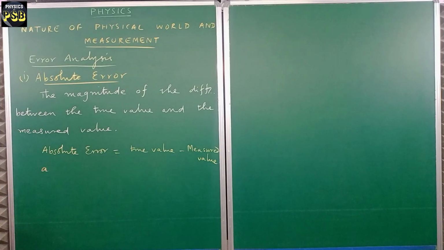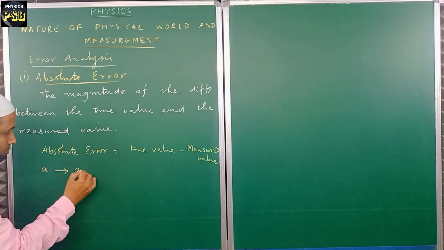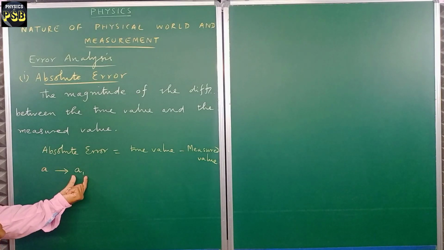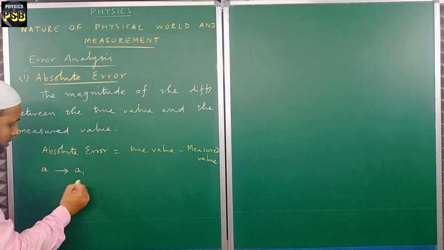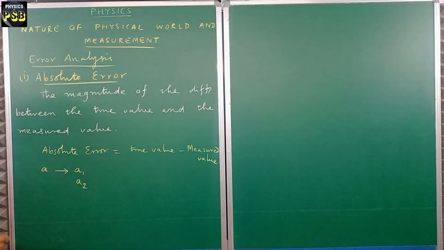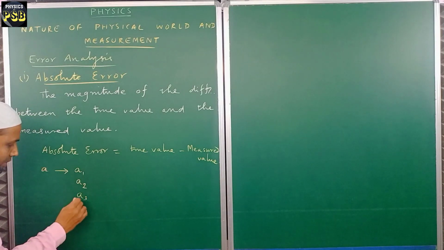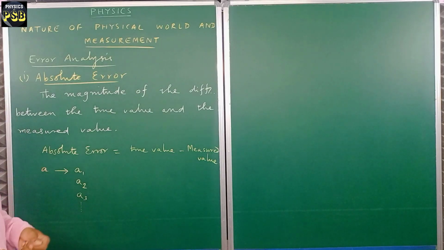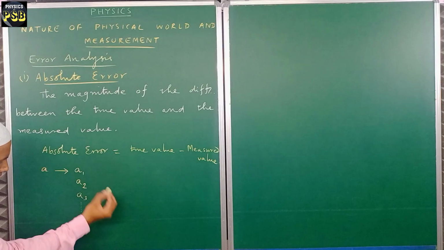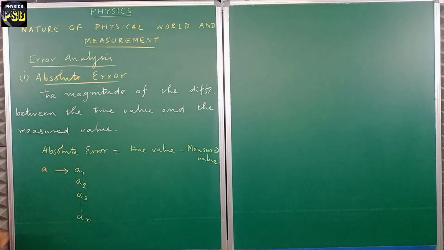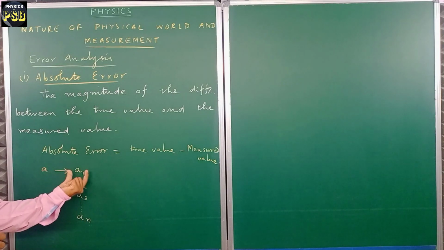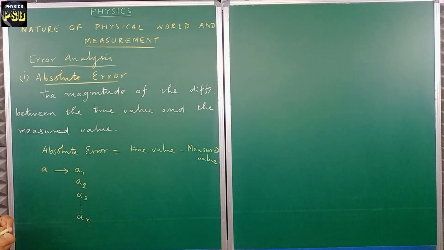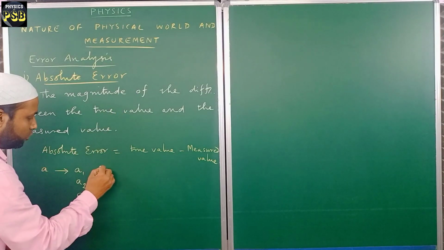Suppose, for the first time, when the experiment is performed to get the value of A, the measured value obtained is taken as A1. The second time, the value is taken as A2. Third time, A3, like that. If the experiment is repeated n times, then the value is taken as An. In this case, the average, the arithmetic mean of these measured values provides me the true value of the quantity.